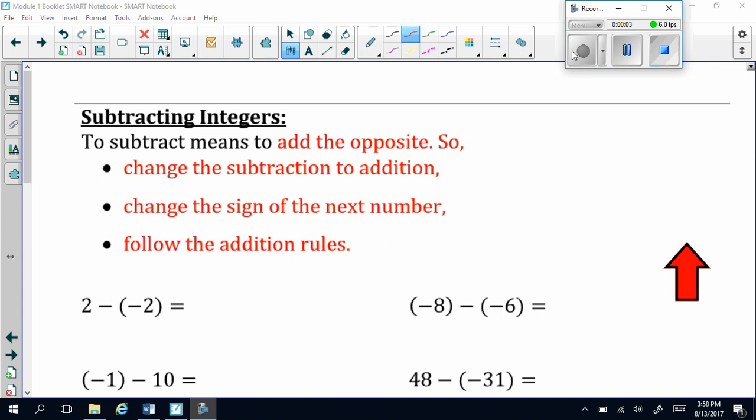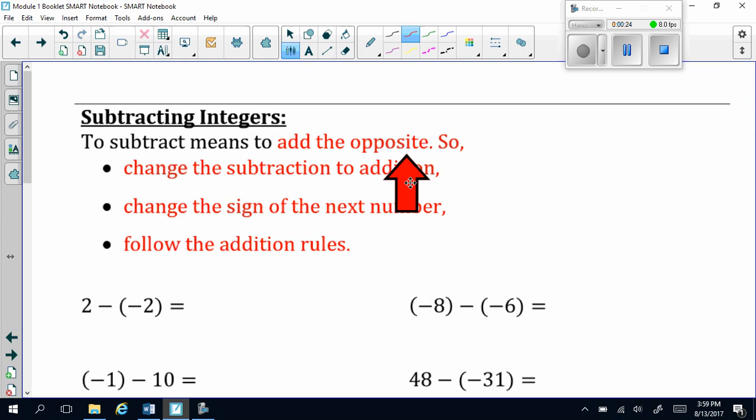In this video, we're going to focus on subtracting integers. What we're actually going to do is change our subtraction to addition and use our addition rules. So we don't have new rules to remember here because we'd have too many of them to remember. What we're going to do instead is use the fact that to subtract means to add the opposite.